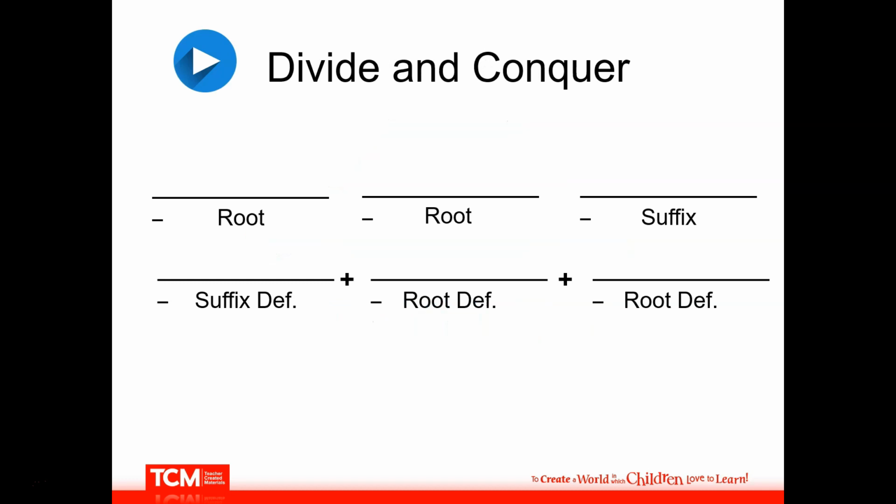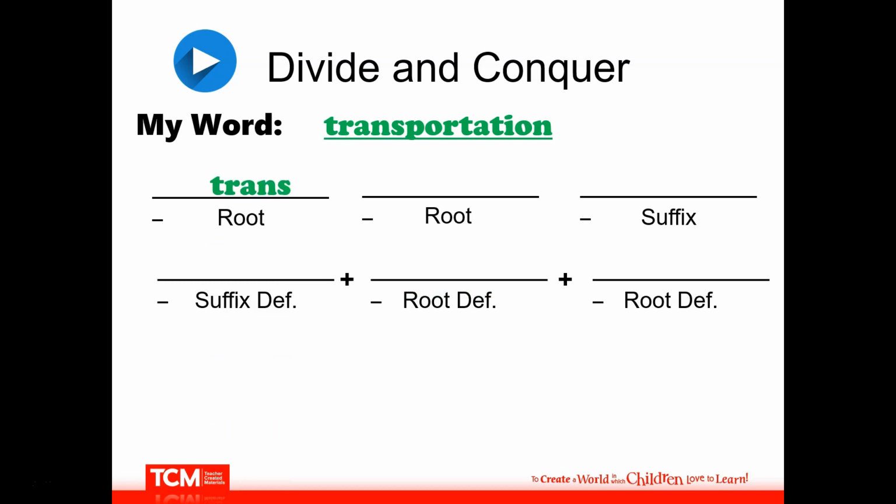Now let's go to a different way to look at this, and this is by using a strategy within divide and conquer called word math. I'll show you how this works. If we take a word that's pretty familiar as our model, transportation, and we break transportation up into its parts, we get transport and then the suffix ation.